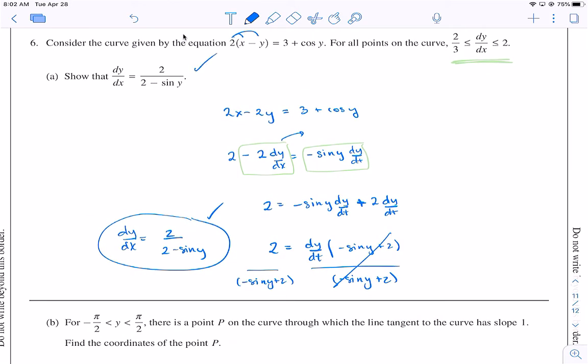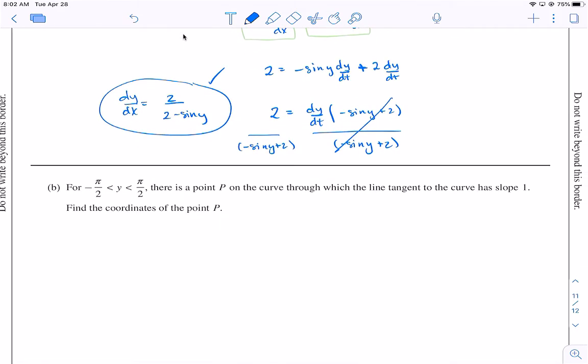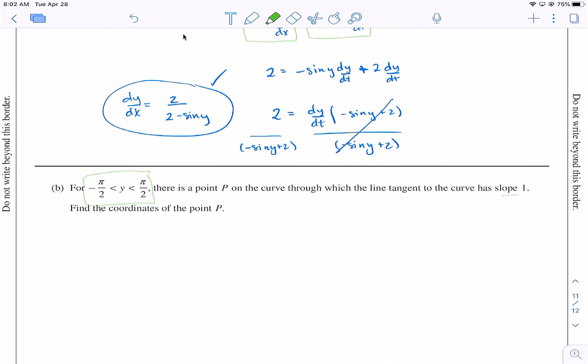So that's part A. Part B tells us that for y in the interval from negative pi/2 to pi/2, there is a point on the curve for which the line tangent to the curve has a slope of 1. Once I read slope of 1, I immediately think, okay, slope is dy/dx, so dy/dx equals 1. I believe on the rubric you get a point just for writing that. So I know that's my initial thing. I'm not sure what to do with that y for right now. But if dy/dx has to equal 1, they told us dy/dx is 2 divided by 2 minus sine y. We need that to equal 1.